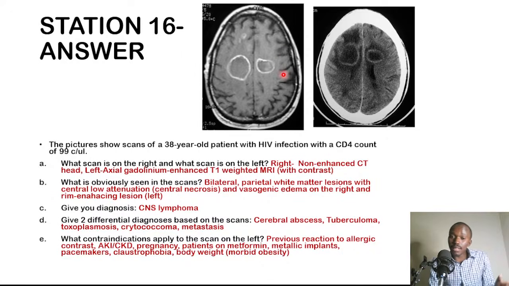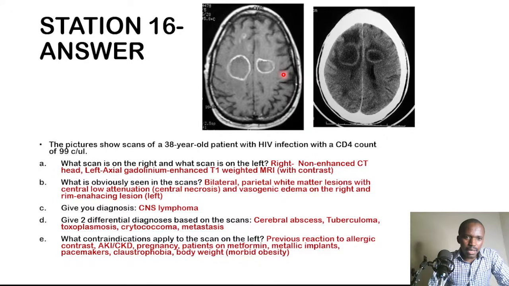Other things that could present in a similar way are things like cerebral abscesses, tuberculoma, toxoplasmosis, cryptococcoma, that's due to cryptococcus, and of course metastasis. But with metastasis, they also tend to be quite multiple and not as huge as this.